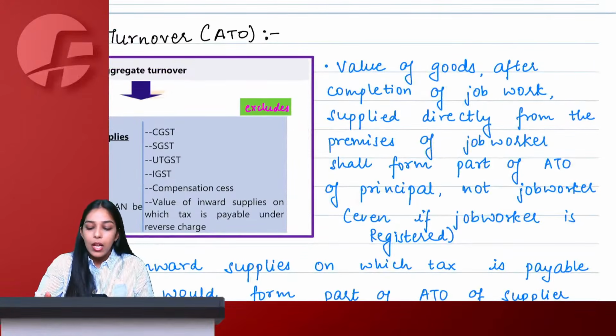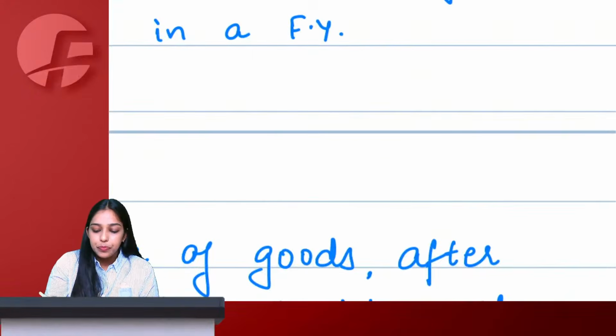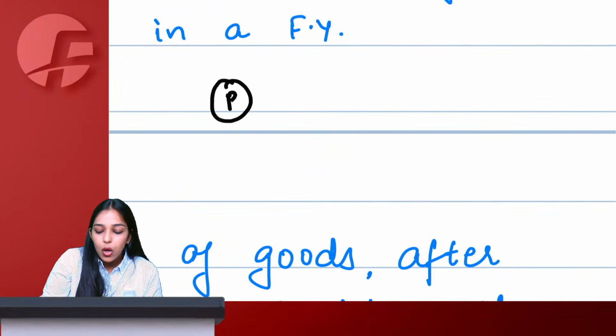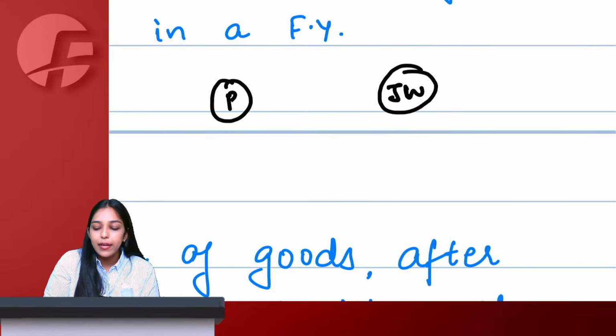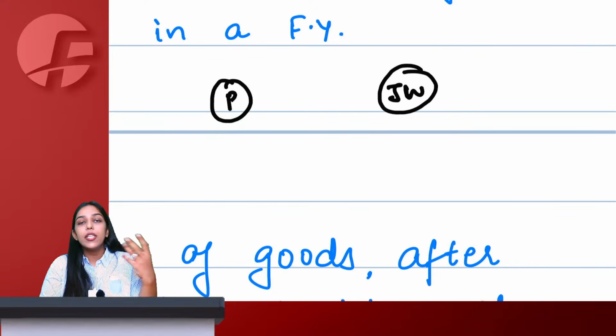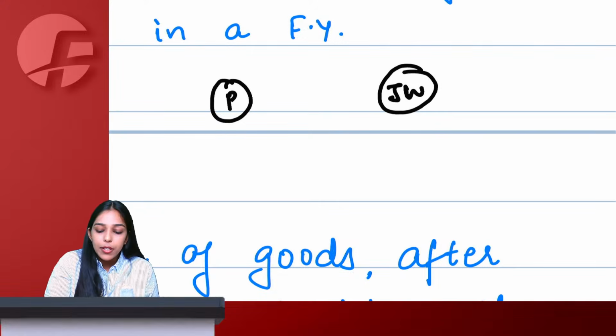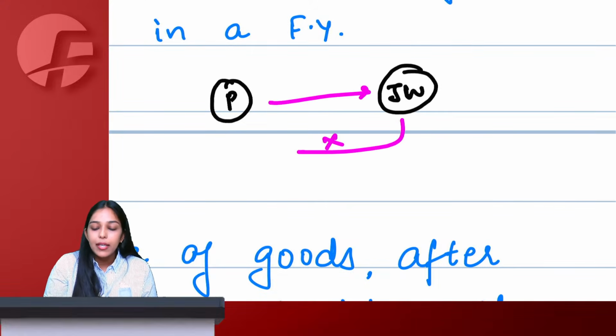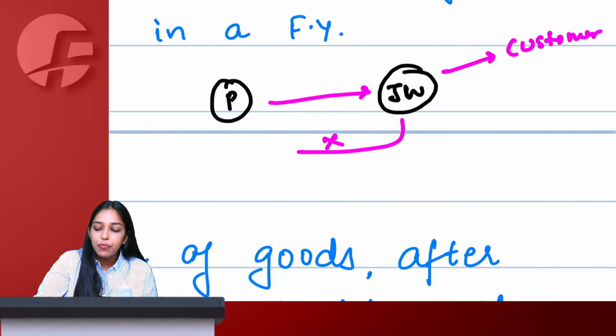Right, ma'am? And one more thing, let's say there's a principal who sent some goods to a job worker to undertake job work on those goods. After the job work was done, the principal told the job worker to not send back the goods, but to further dispatch the goods to the ultimate customer on behalf of the principal.